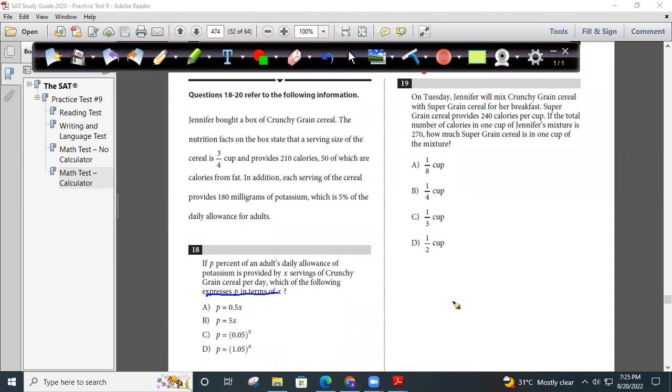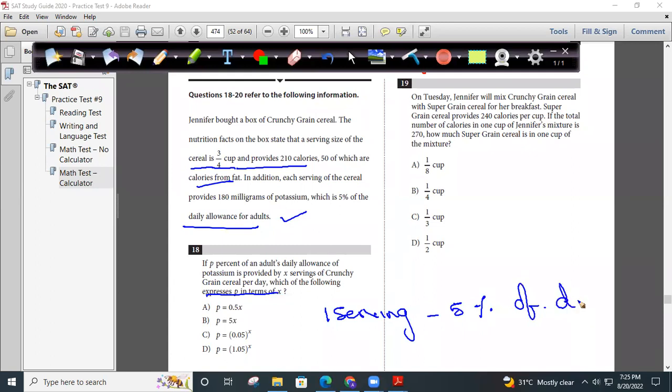Jennifer bought a crunchy grain cereal. The nutrition facts on the box say the serving size of the cereal is 3/4 cup and provides 210 calories, 50 of which are from fat. In addition, each serving of cereal provides 180 milligrams of potassium, which is 5% of the daily allowance for adults. So when you are taking one serving, how much of your daily allowance of potassium are you getting? 5% of the daily allowance of potassium you are getting.